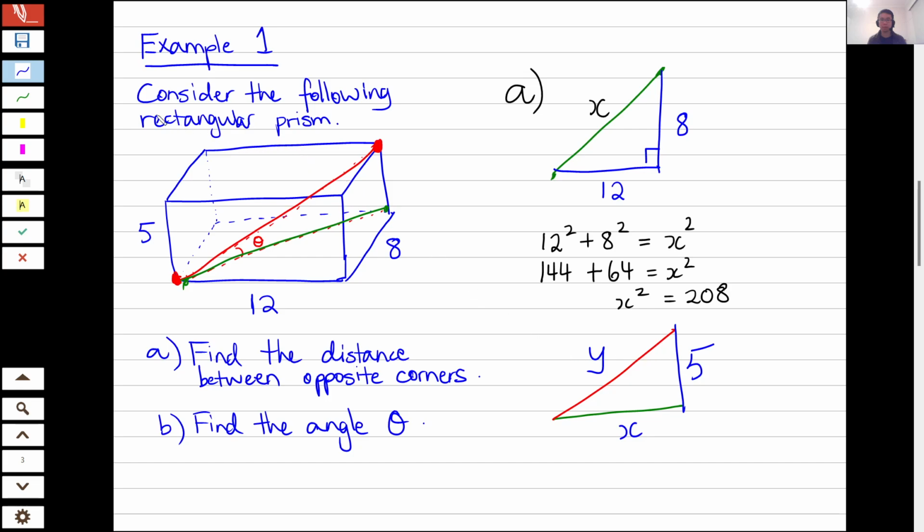So, here we go. We will apply Pythagoras' theorem again. So we're going to say x squared plus 5 squared equals y squared. Now, I already calculated x squared. It was 208. And because of my experience, I knew that there was no need to take the square root here. So we can replace x squared with 208, and now I want a plus 25 to get y squared.